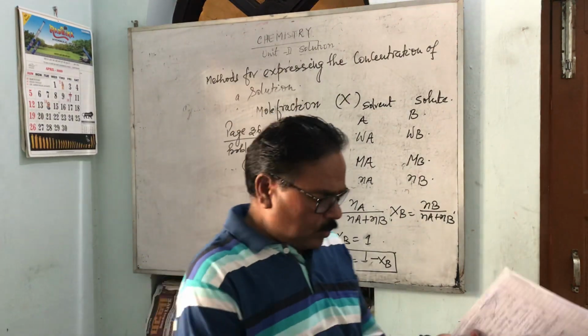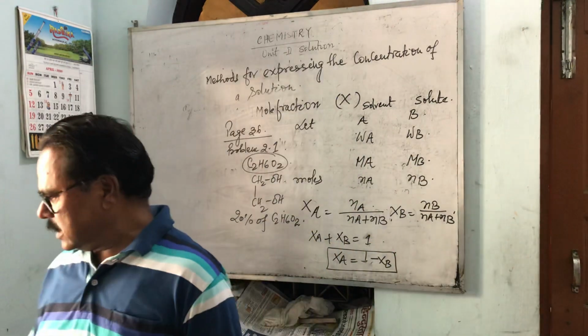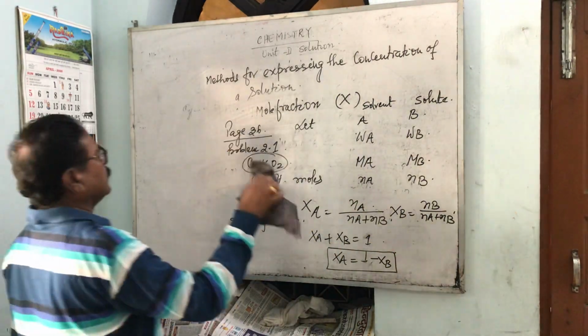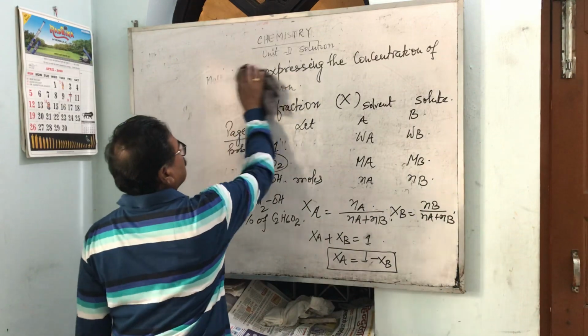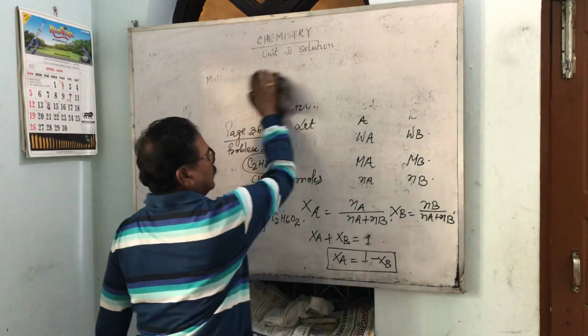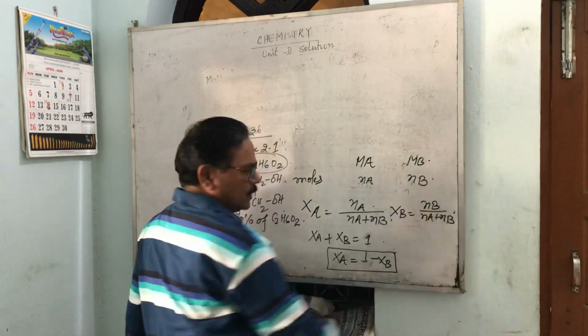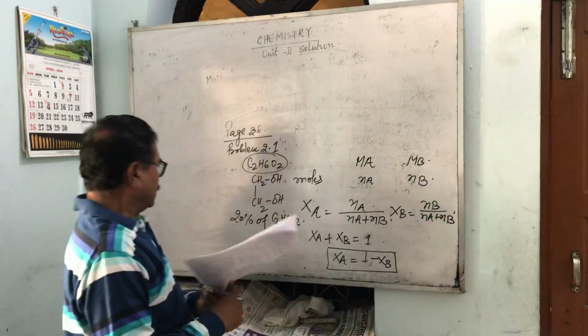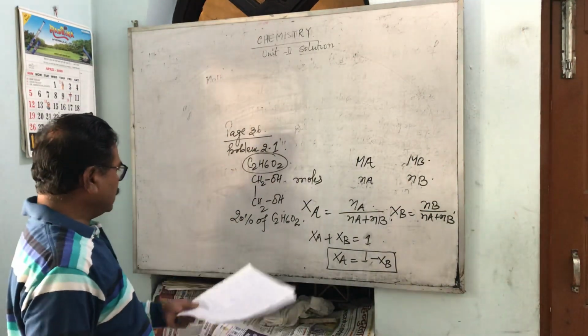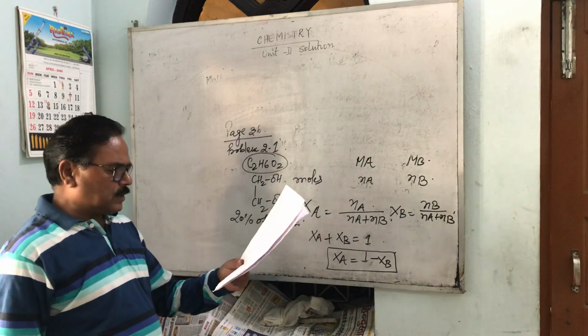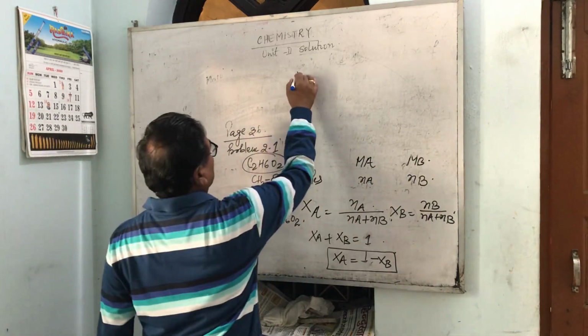So how will we calculate it? For that, the theoretical concept is already given here, so we apply the same concept. Now, 20% ethylene glycol, what does it mean? The mass of solute.